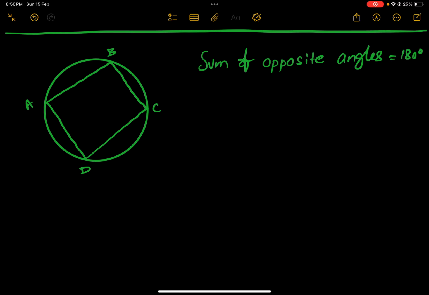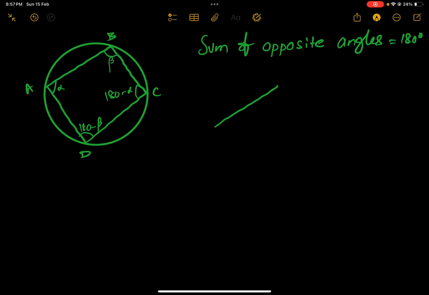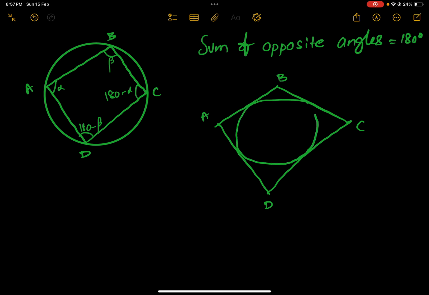Now, if this is alpha, this is 180 minus alpha. Let us say this is beta, then this is 180 minus beta. Something like that. Now one more piece of information given is that the same quadrilateral can be circumscribed about a circle. So A, B, C, D, and there is a circle that lies inside it. Pardon me for the figure, it doesn't look like a circle, but let's say this is a circle.